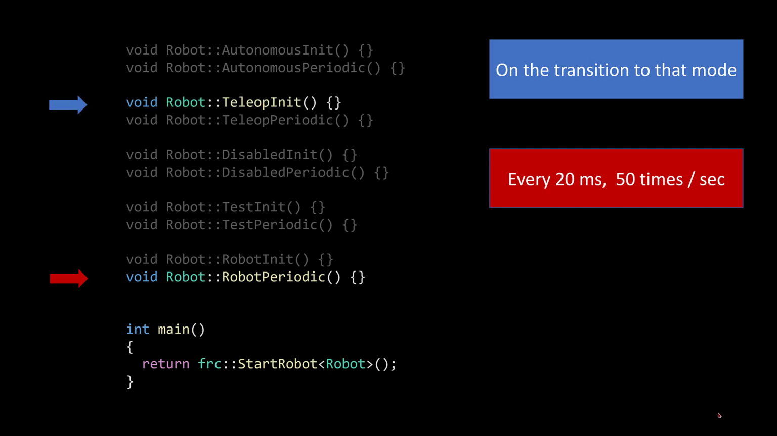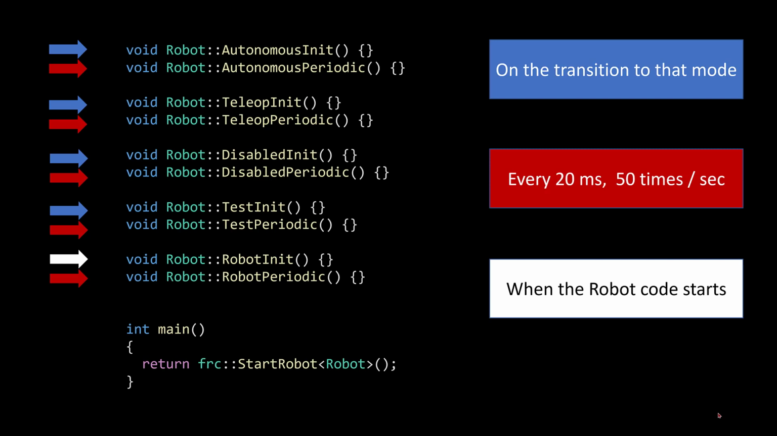If the driver station is in teleop mode, when you click enable, it runs teleop init. Then it will run teleop periodic and robot periodic every 20 milliseconds. Same thing for autonomous. You click enable. When you're in the autonomous mode, it will run autonomous init once. And thereafter, every 20 milliseconds, run the autonomous periodic followed by the robot periodic task.